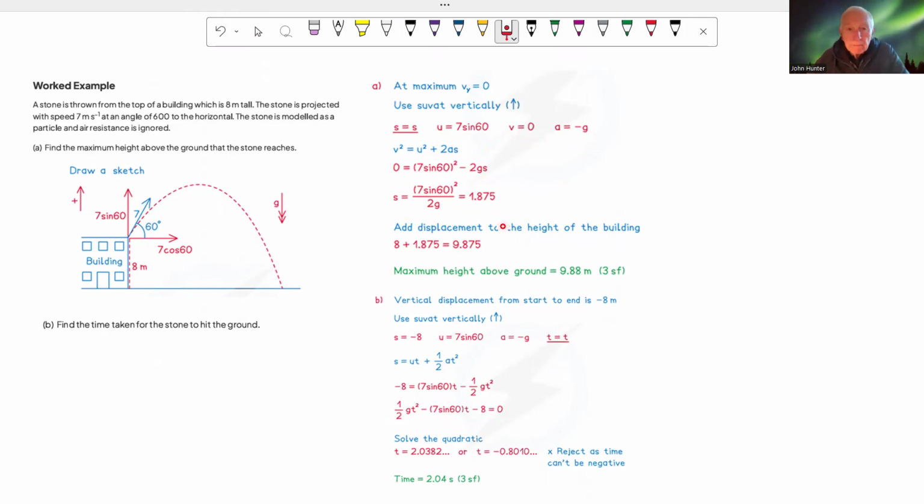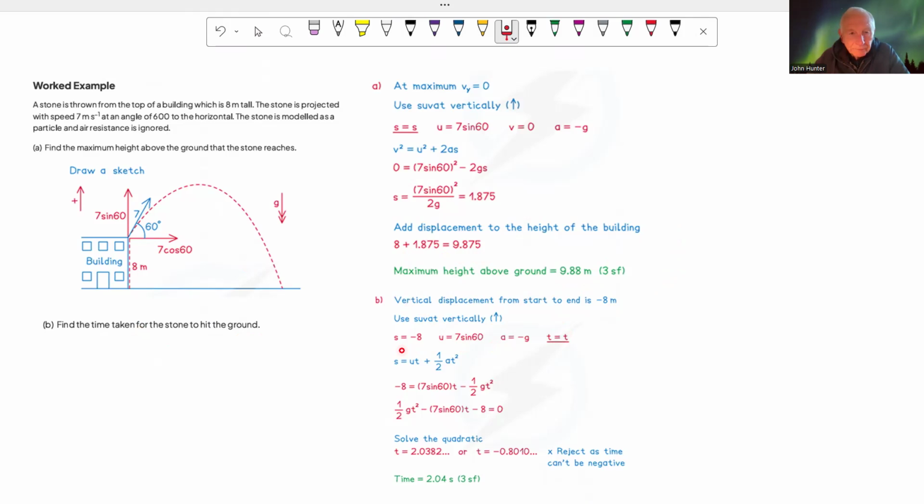Okay, but we're interested in the maximum height above the ground. So we've got to add the height of the building, which is 8. So that's going to give us a total of 9.875, or 9.88 to 3 significant figures, that's meters. Okay, so that is that one. Now it says find the time taken for the stone to hit the ground. Right, okay, vertical displacement from start to end is minus 8 meters.